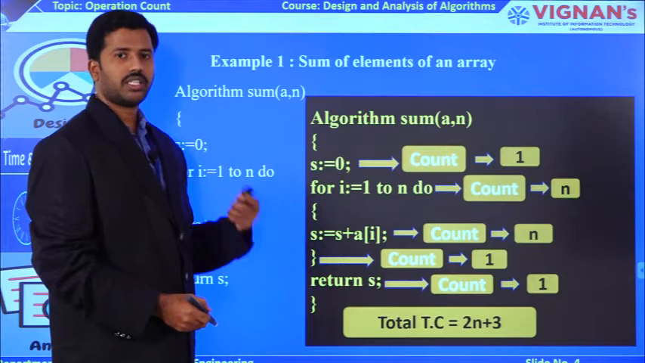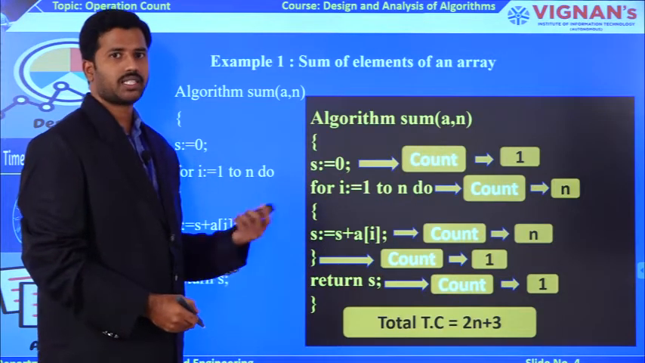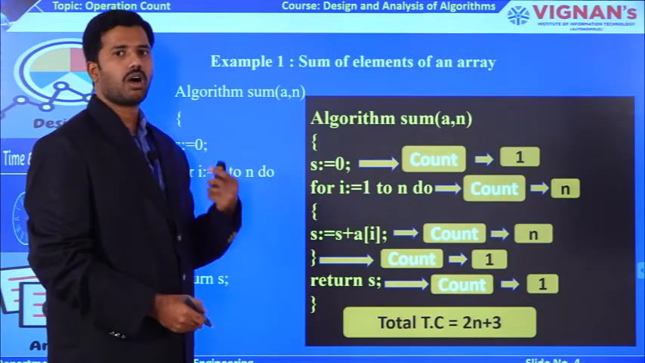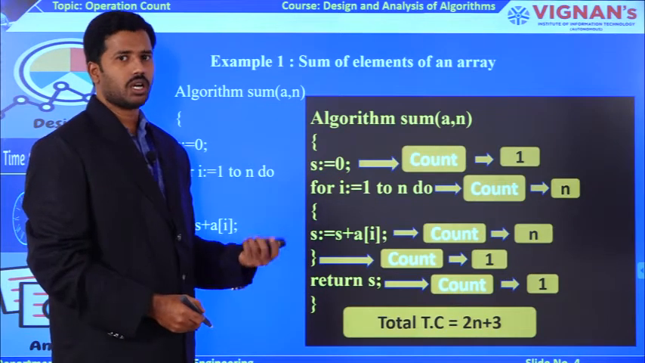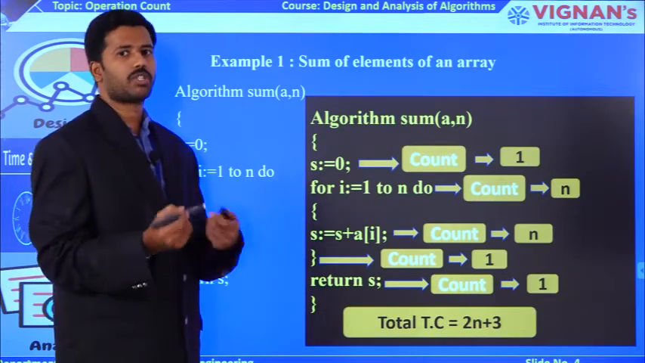I hope you are aware of the same algorithm we applied in the previous concept, which is step count. In that method also we got the same result, right? So as I said previously, the step count method and the operation count method both produce the same result, but the way of approach is different.